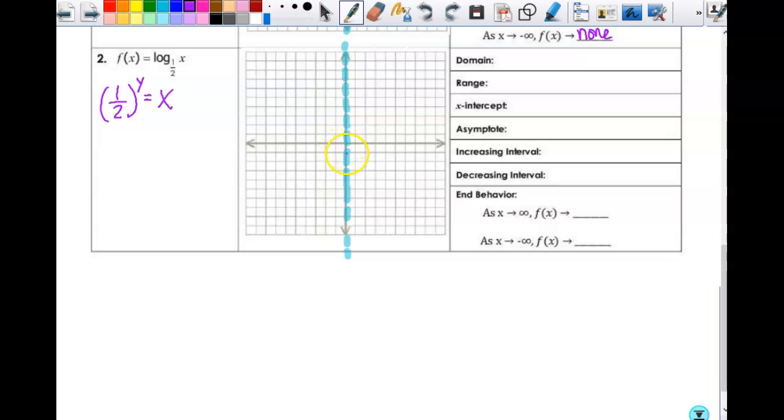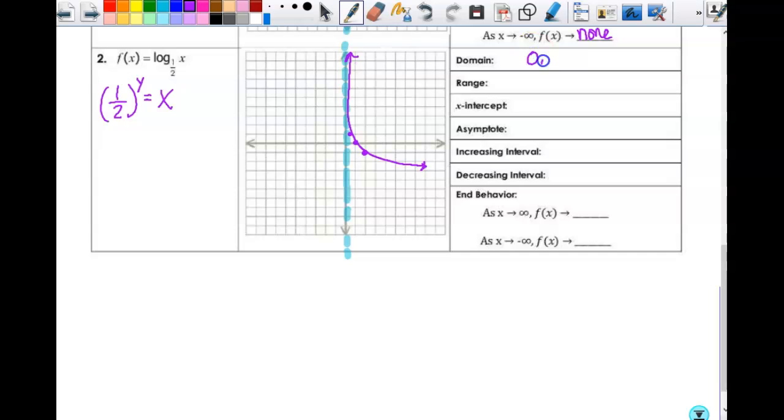So when y is -1, what is x? 2. So I go to 2, -1. When y is 0, what is x? 1. When y is 1, what is x? 1/2. Okay? And just make sure that you're not getting yourself mixed up with the x's and y's. And then this is what your graph looks like.